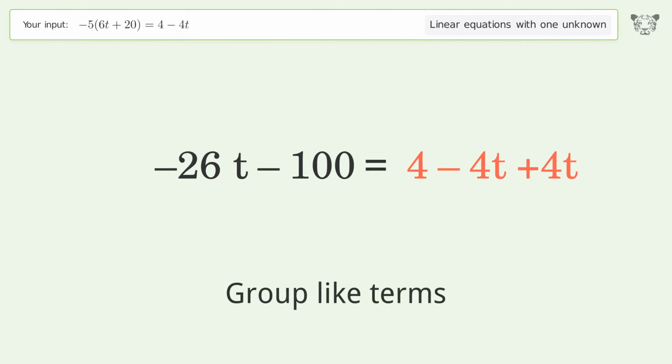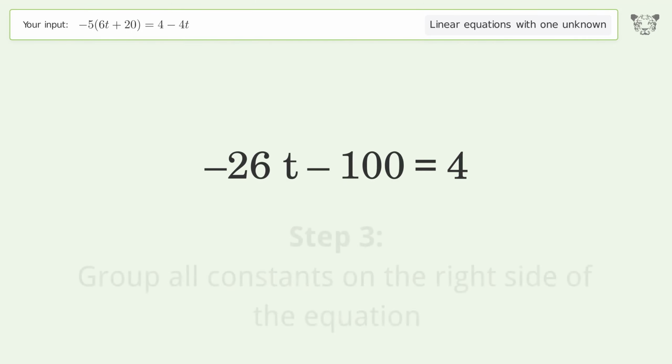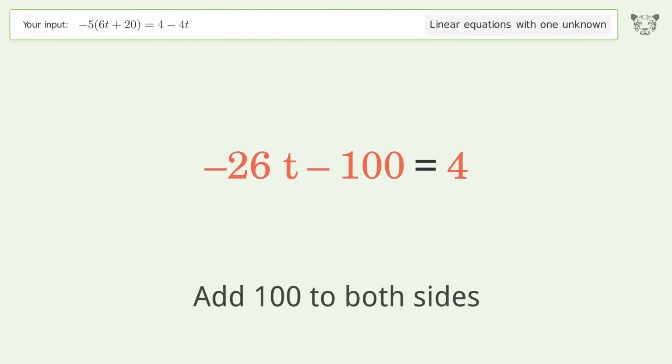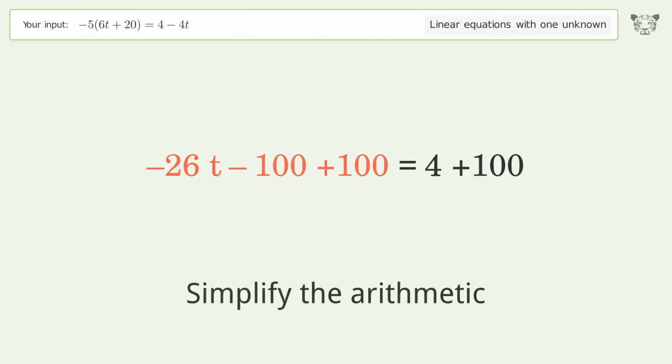Group like terms. Simplify the arithmetic. Group all constants on the right side of the equation. Add 100 to both sides. Simplify the arithmetic.